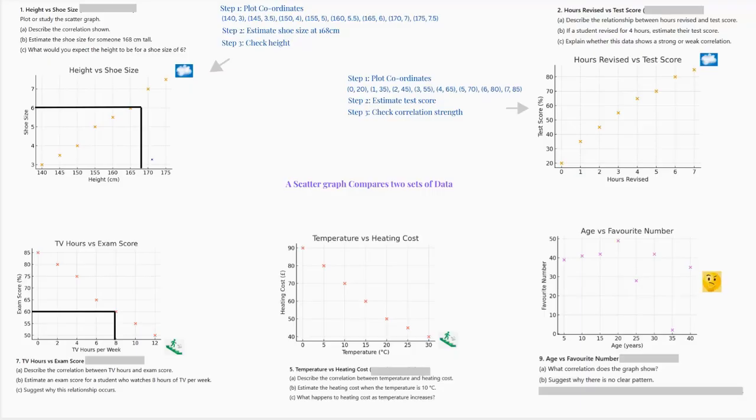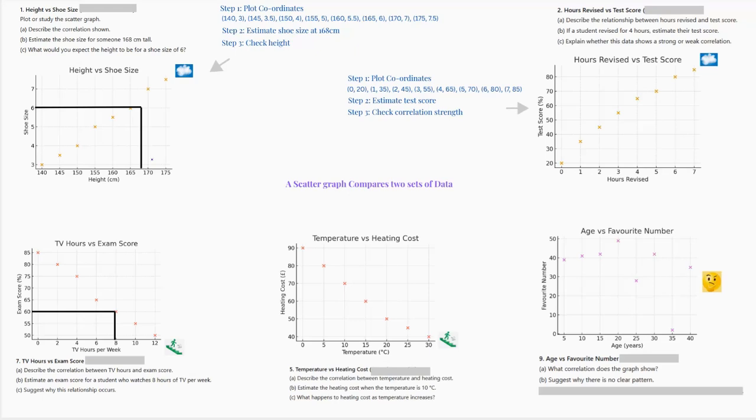Hi guys, this is a full set of examples of a scatter graph and what a scatter graph does. It basically compares two sets of data. We can use this data to answer questions on facts and observations. It tells us a story.